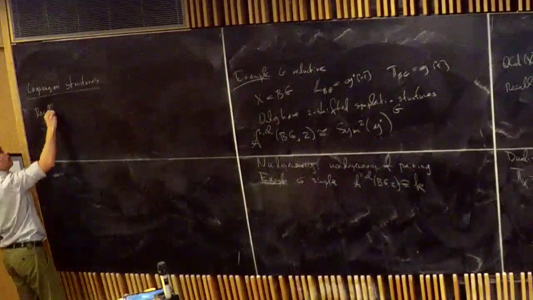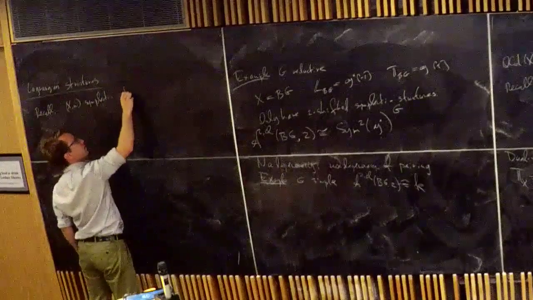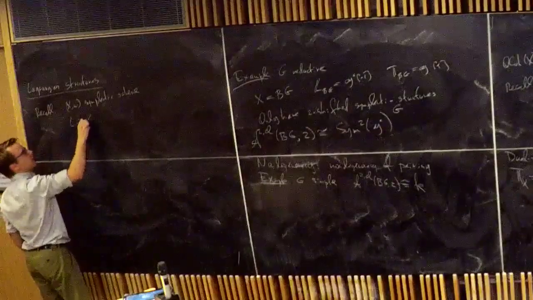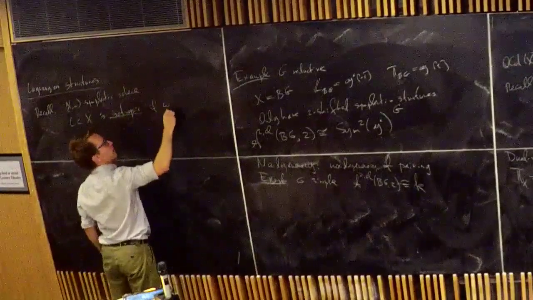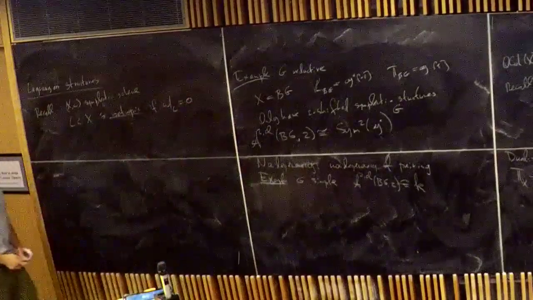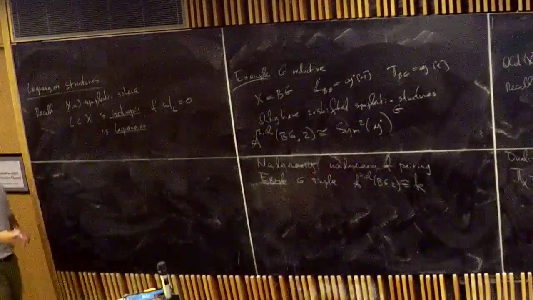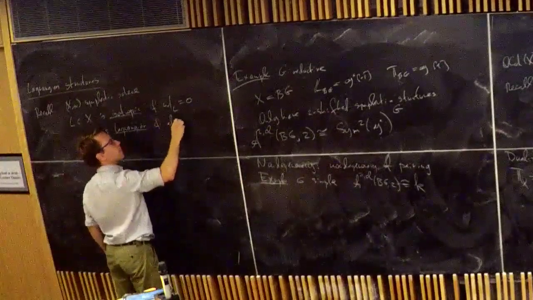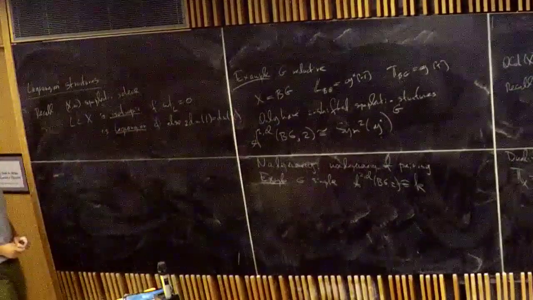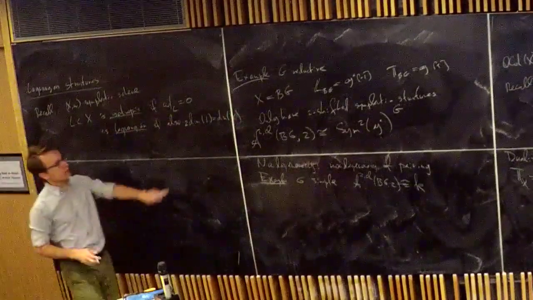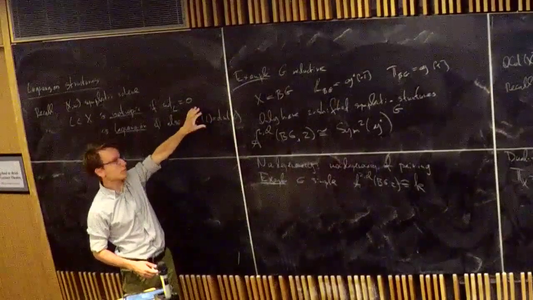Okay, so let me recall that if X is a symplectic scheme and L inside X is isotropic if omega restricted to L is zero. It's called Lagrangian if, in addition, L is half dimensional. Okay, again, there is some condition which involves dimensions of L and X. So I want to reformulate this condition so that it doesn't involve any dimensions, so that I can generalize it to stacks.